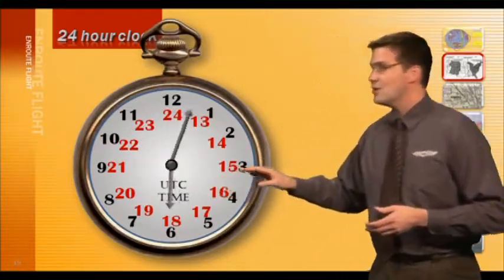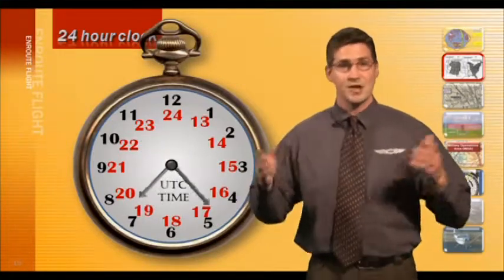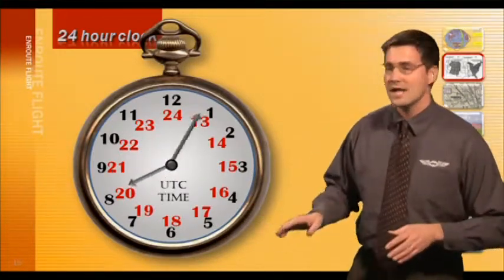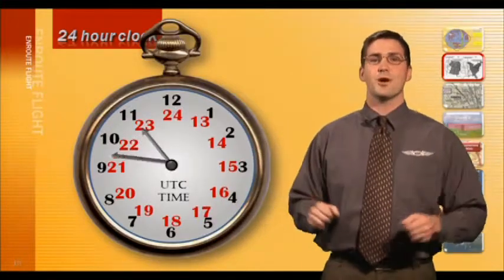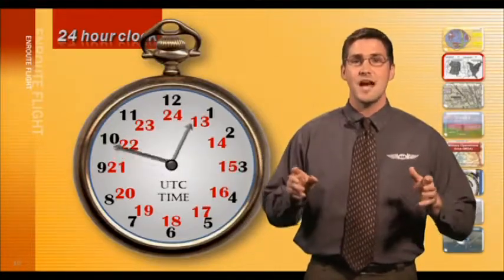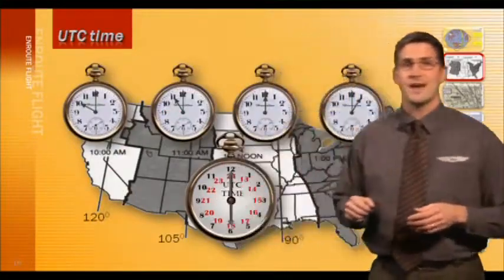Now, in the afternoon, just keep adding hours. So, 1 o'clock p.m. is 1,300 hours, 2 o'clock p.m. is 1,400 hours, 3 o'clock p.m. is 1,500 hours, and so on. Coordinated Universal Time is always expressed using the 24-hour clock. And as you'll see, using this system makes calculating and using times for flight plans and weather reports much easier. Now, how do you determine Coordinated Universal Time?